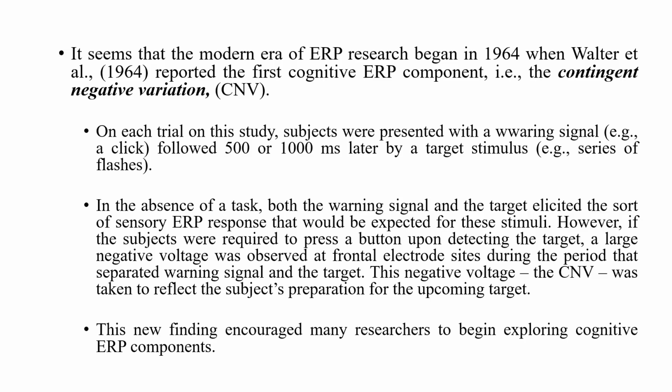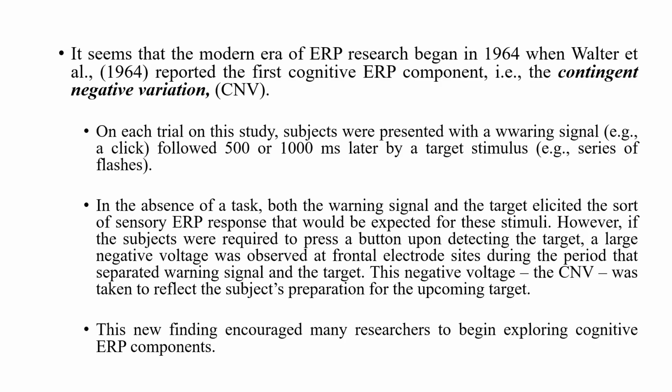So, between the time the warning signal has come and the target has not yet appeared, and the participants are expecting a target stimulus to appear, there is this negative voltage which is being observed in the frontal areas of the brain, in the frontal electrode sites. This negative voltage was referred to as the contingent negative variation, and it was taken to reflect the subject's preparation for the oncoming target. So, the subject is preparing to deal with this oncoming target and process it.